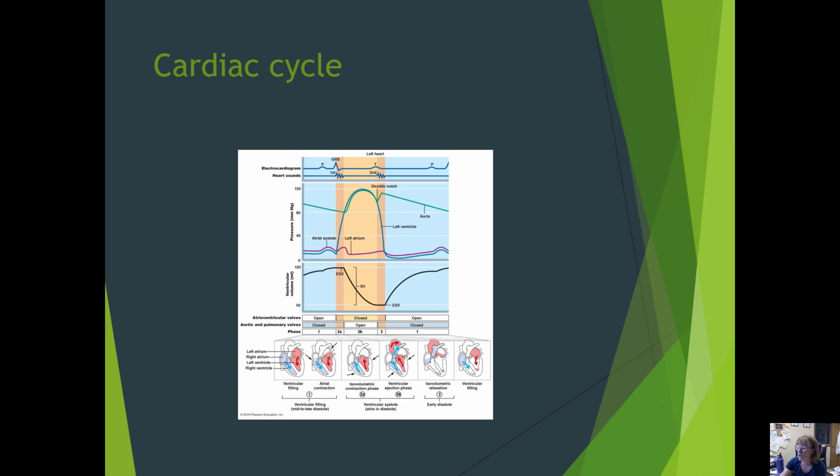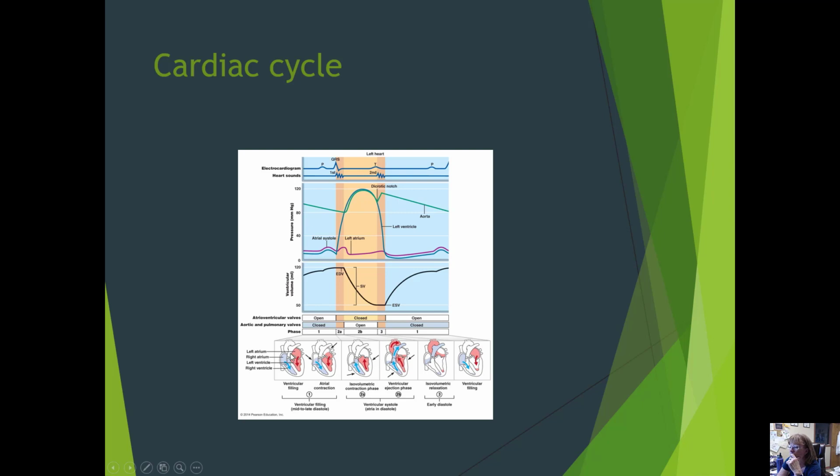Because it's a cycle, we could start at any point, but typically when we look at the cardiac cycle, we're in a time called mid to late diastole, which is part of ventricular filling. Blood will be entering the ventricles at this point. An important thing to know, if we look at this picture down here, is that blood is entering passively into the heart, and there is no contraction.